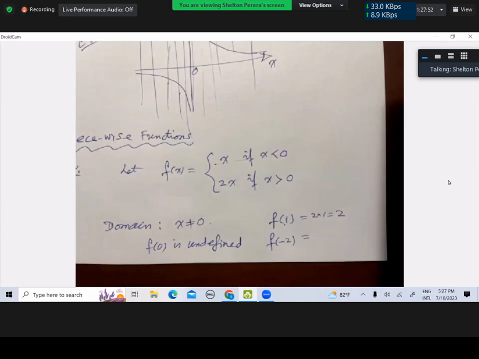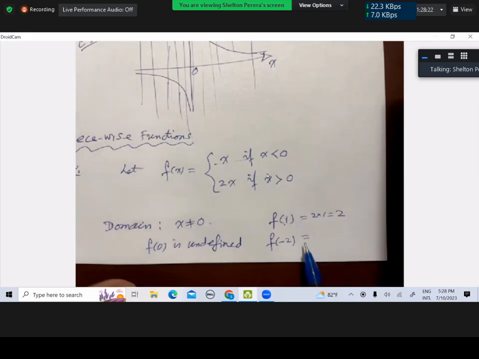It's a function, it's a rule. But the rule splits into two pieces. So when an input is given, you have to first check whether it's positive or negative. If it is negative, f of x equals x, meaning output equals x. If it is positive, output is 2x, meaning double the input.